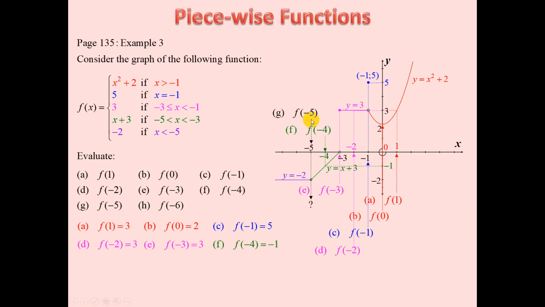F of -5, dotted line, oh, that's an exclusion point, so there it goes, and there's actually no point at all. So we're going to say does not exist. F of -6, the last one, hits the line y equals -2, going across to -2, and therefore f of -6 is -2.